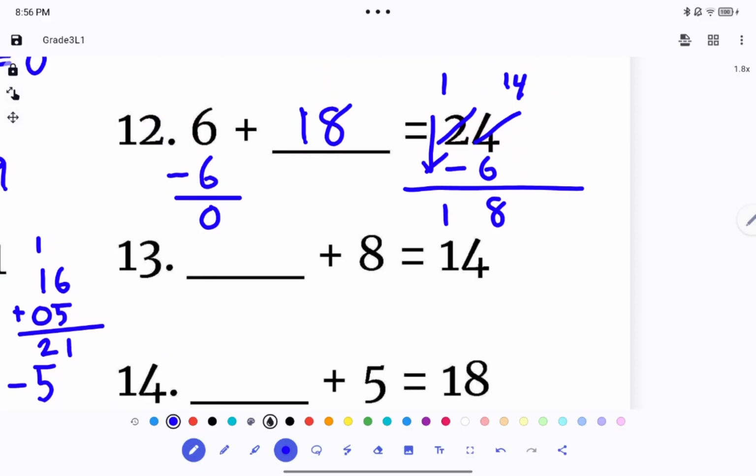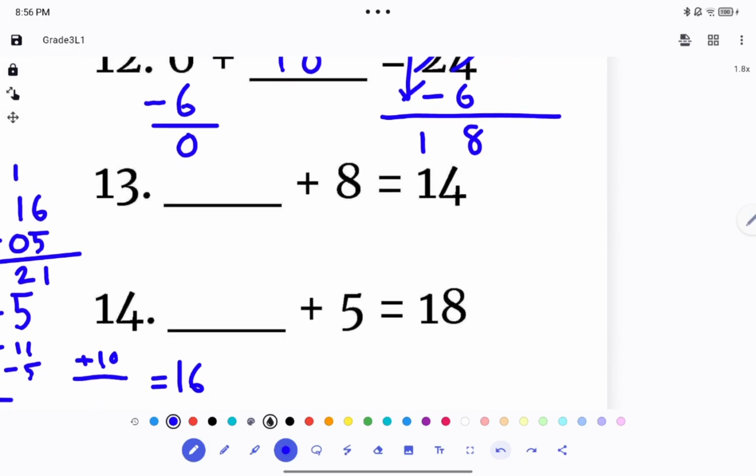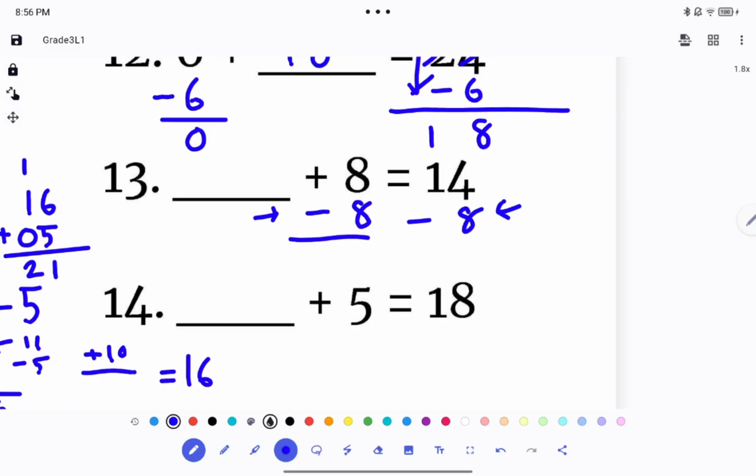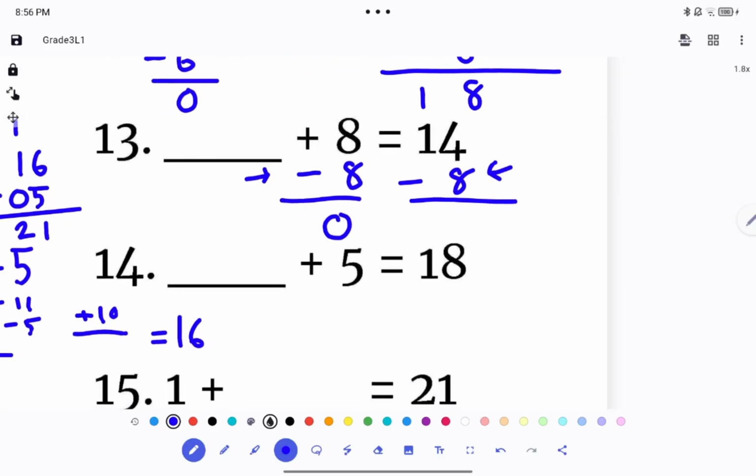Now we move on to this next problem, question 13. So, some number that we don't know yet, plus 8 is equal to 14. So, as before, addition and subtraction are the opposites of each other. So we want to cancel this out by subtracting 8 from both sides, because remember, this is an equation. So whatever we do to one side, we do to the other side. So, 8 minus 8 is 0. 14 minus 8 is equal to 6.